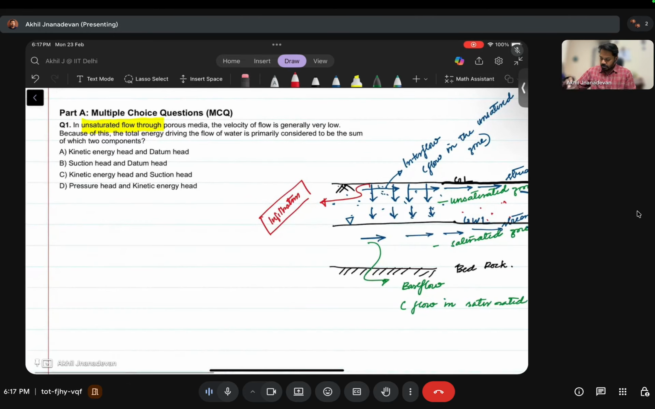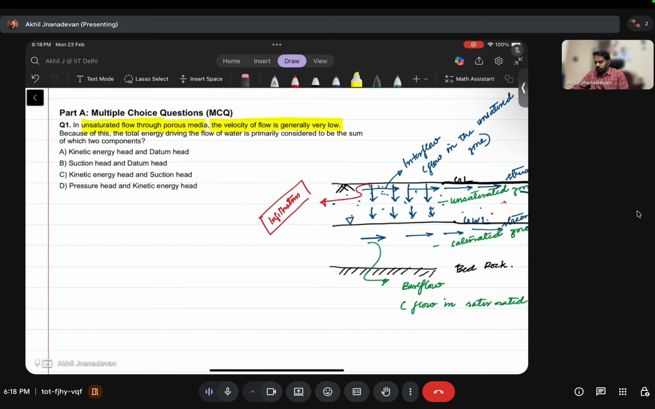So the first question: in an unsaturated flow through porous medium — unsaturated flow is clear to you, and porous medium is also clear — the velocity of the flow is generally low. Compared to surface water flows, for example a river flow, where the velocity will be very high, the flow velocity through the tiny pores of the subsurface will be very low. Because of this, the total energy driving the flow of water is primarily considered to be the sum of two components. So we are asked what is the total energy that is driving this particular flow.